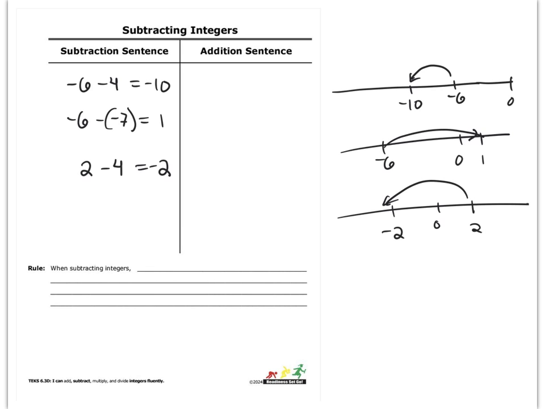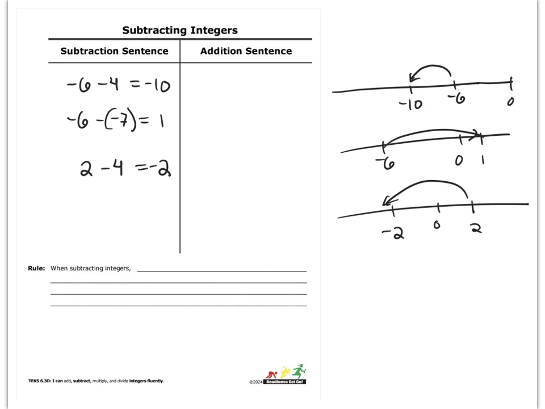So these are the 3 subtraction equations that we wrote. I call them a subtraction sentence because they really are a complete thought, right? We're not just saying -6 minus 4 here. We're saying -6 minus 4 equals -10. That's a complete sentence. That's why we call that an equation.